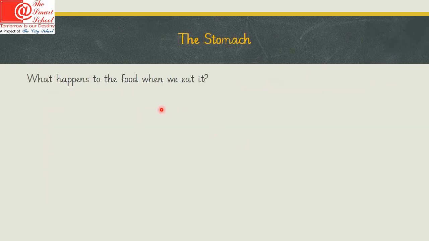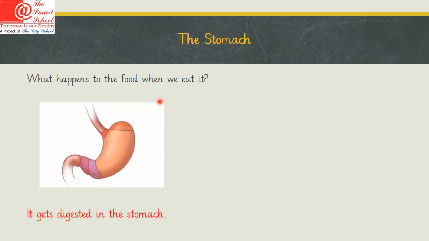What happens to the food when we eat it? It gets digested in the stomach. Digested means the food is broken down into smaller pieces so that our body can absorb it. This is a process done in the stomach.